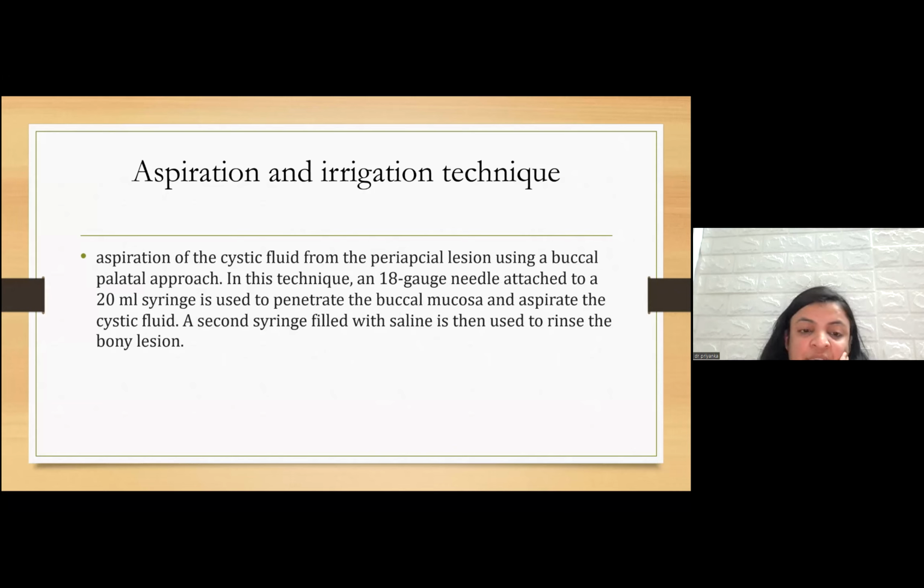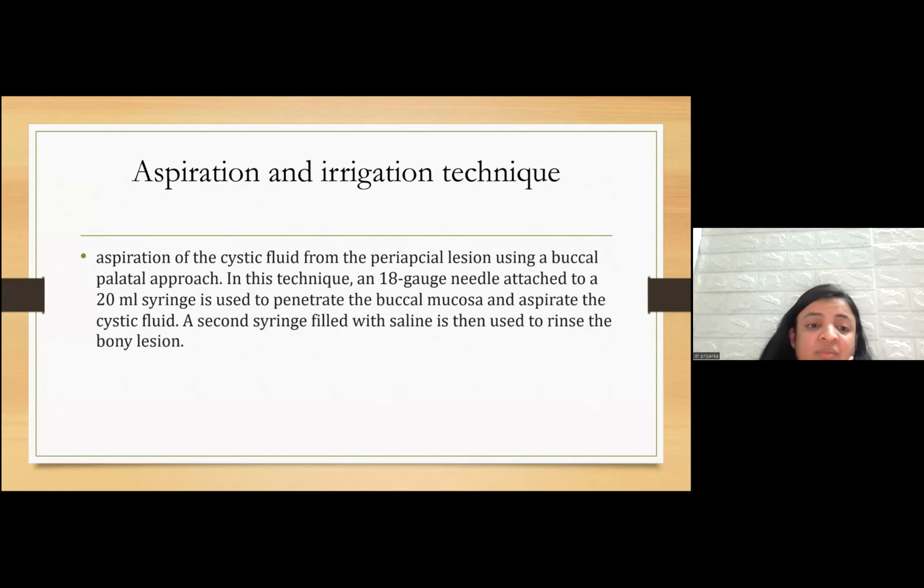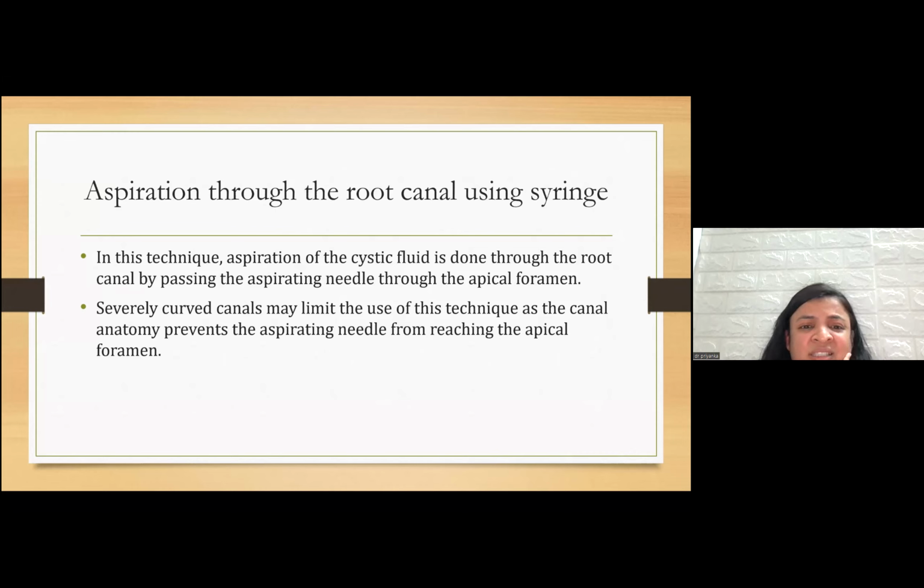Next is the aspiration and irrigation technique. This I usually do in my clinic, in my practice. So, in aspiration of the cystic fluid from the periapical lesion using buccal and palatal approach, in this technique, we use an 18 gauge needle attached to a 20 ml syringe and we penetrate it through the buccal mucosa and we aspirate the cystic fluid. The other syringe we use to just clean the lesion using normal saline. This technique is also easy to use.